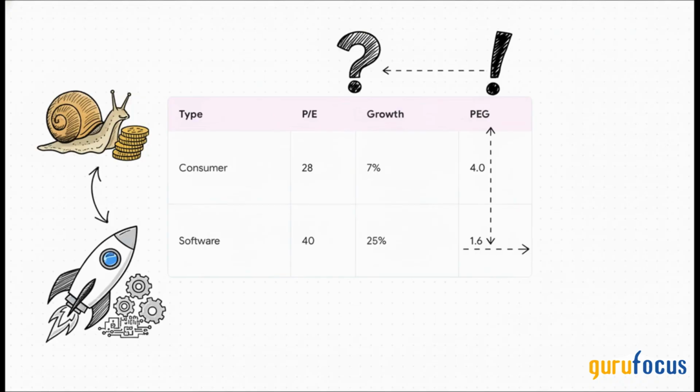Right below it, we have a high-speed software engine trading at a massive PE of 40, but it's growing at 25% a year. That gives it a PEG of just 1.6. Now, what's really interesting here is that if you only looked at the standard PE ratio, you'd think that software stock is way too expensive to touch. But when we factor in the actual growth speed, that seemingly expensive software stock is actually the cheaper asset.